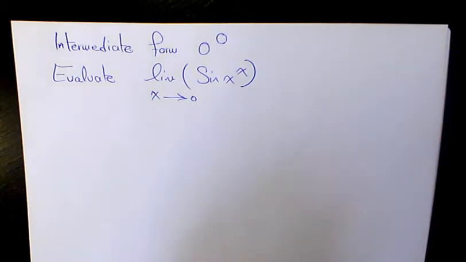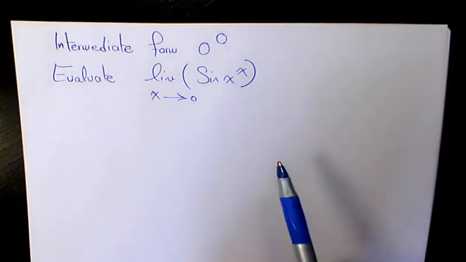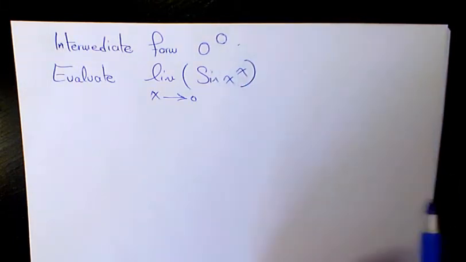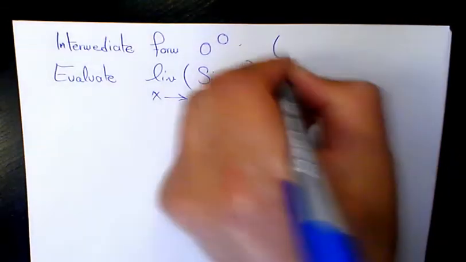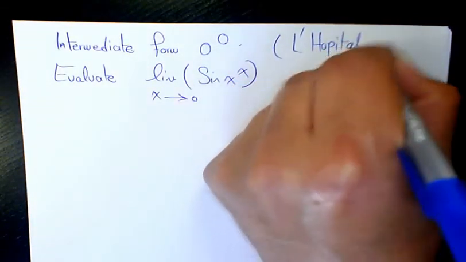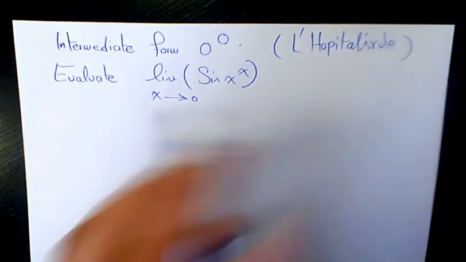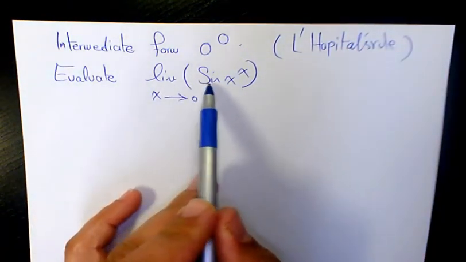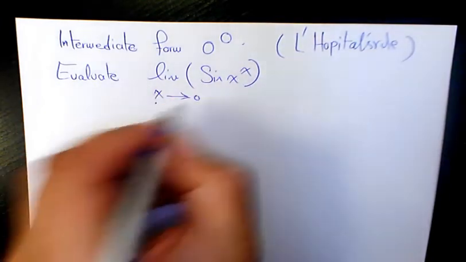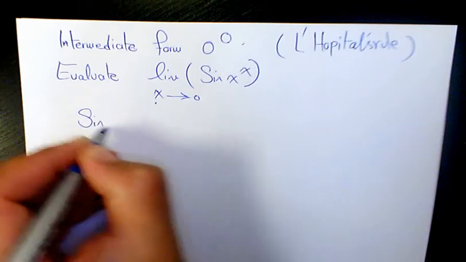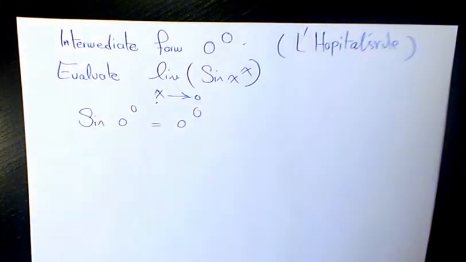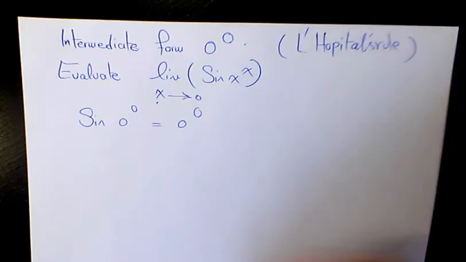Welcome to another video. In this video I want to show you how to use the intermediate form of 0 to the power of 0 when you're dealing with evaluating a limit and you use L'Hopital's rule. So it says evaluate the limit of sine x to the power of x when x approaches 0. When you sub in 0, it's going to be sine 0 to the power of 0, which is going to be 0 to the power of 0. Let's see how to find out this limit.